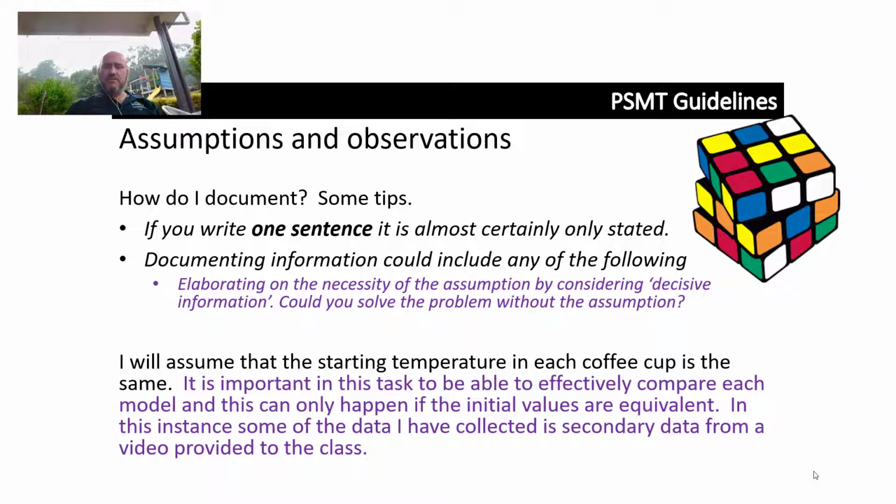In this instance, some of the data I've collected is secondary data from a video provided to the class. So this provides that decisive information that there is some video data provided and some information about what I can do with that data and how I can match it up so it starts at the same time frame. And then, of course, that means that I've got fairness and I can make the comparison.